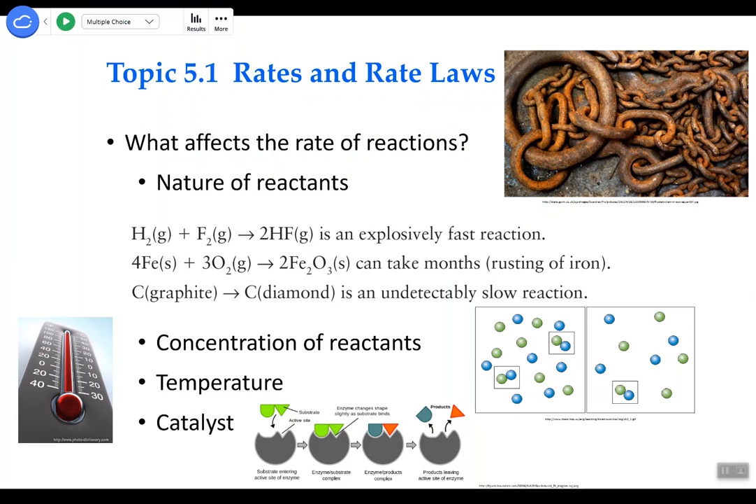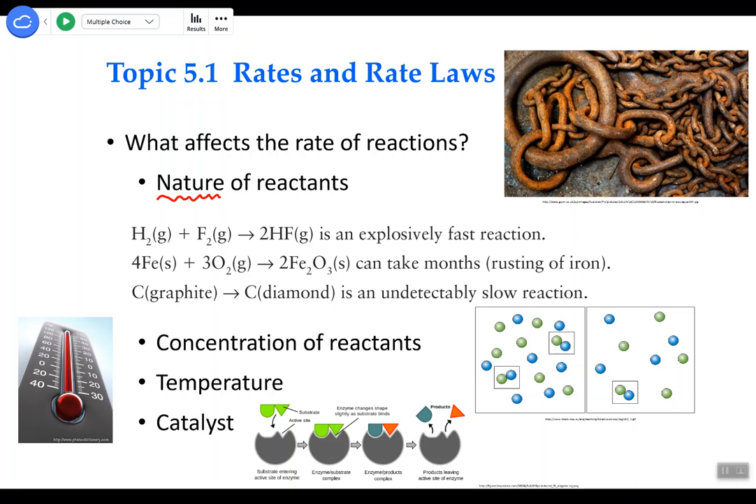What affects the rate of a reaction? Well, the first one is quite generic, and we just call this the nature of the reactants. Combustion reactions are fast. Acid-base reactions are fast.